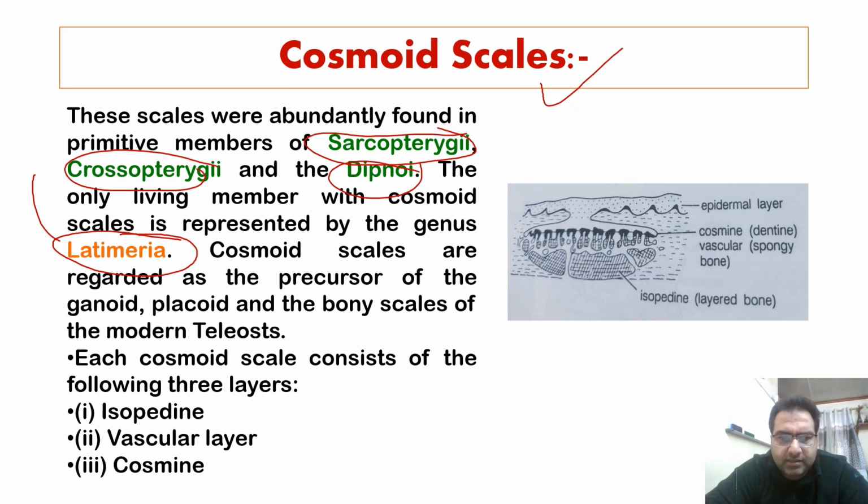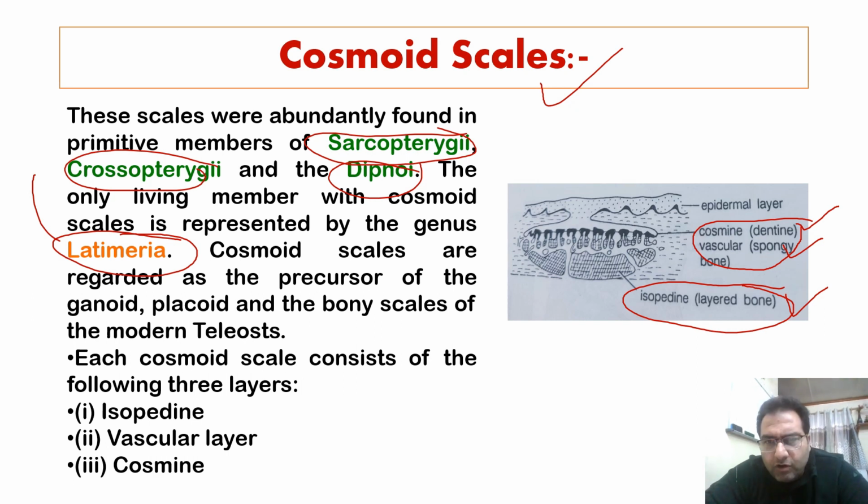So each cosmoid scale consists of 3 layers. Now what are these very 3 layers? The lowermost layer we call the isopedine. Then it has the vascular spongy layer, we also call it the vascular layer, and then it has the cosmine. So isopedine, vascular layer, and then cosmine. These are the 3 layers which are present in the cosmoid scales.